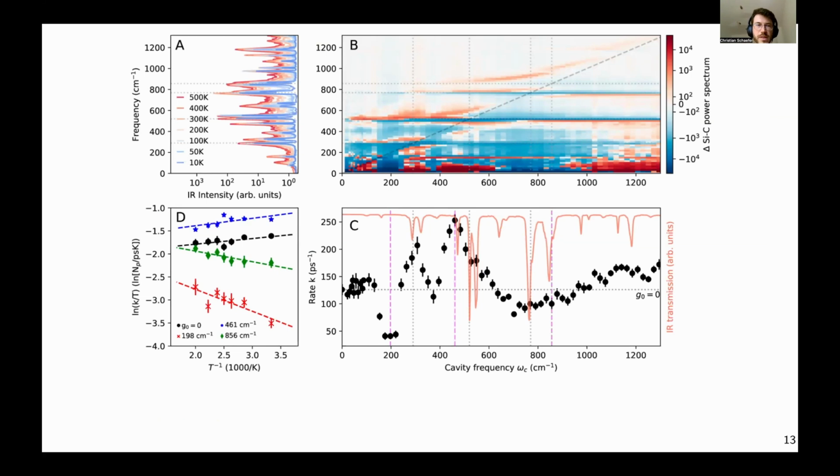So it's a lot of information. Let me guide you through it. On the top left, you have the infrared spectrum, and you can see nicely that for higher temperatures, you have more oscillations and broader peaks, also slight red and blue shifts, but that's not too relevant here.